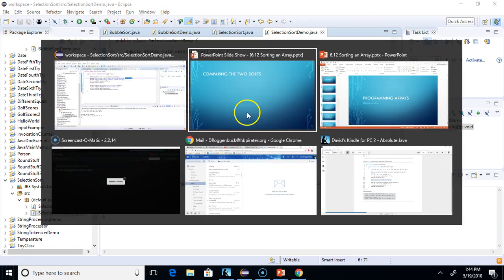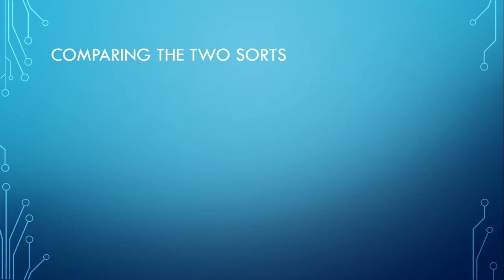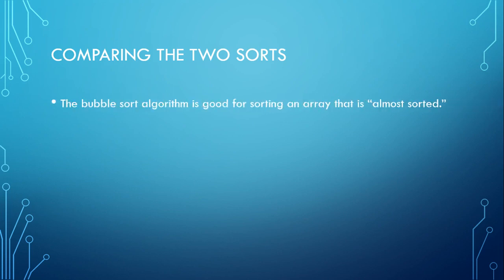So I'm just going to go back to our notes quick here. Let's talk about those two different sorts. Now, the bubble sort algorithm is a good algorithm for sorting an array that's regarded as almost sorted. So let's say you had an array of 10 elements, and of that array, 7 out of 10 were in order. You just had maybe a couple mismatched somewhere in the middle. Everything else, though, is in order. For arrays like that, it's actually okay.